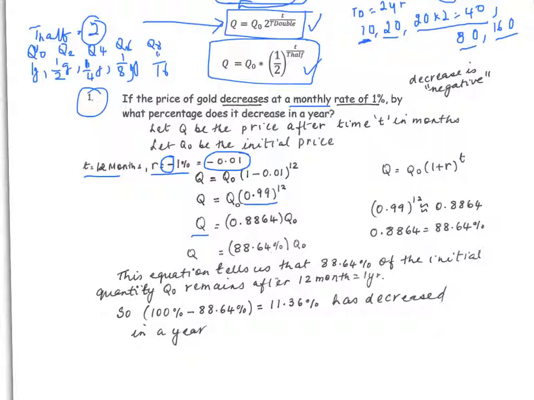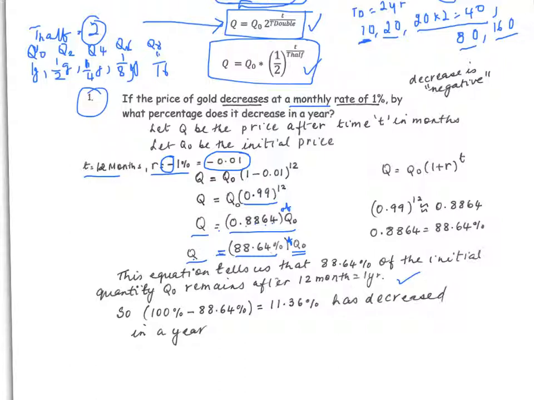So Q, the quantity after 12 months, is 0.8864 times Q naught. That is the same as saying the quantity that remains after 12 months is 0.8864 of Q naught. It makes more sense when we change the 0.8864 to a percent, and now it's really clear. Q, the final quantity after 12 months, is 88.64% of the initial quantity Q naught.